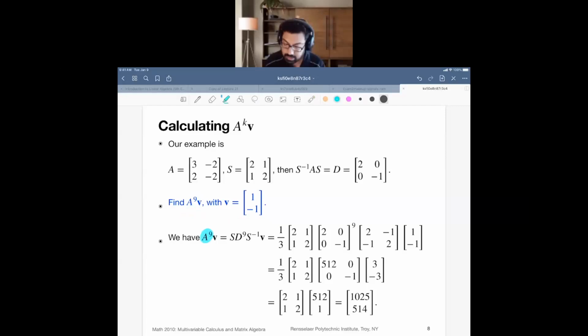Well, you can include V later, but what is critical here is if you want to find A raised to 9, what you're really trying to do is find S D raised to 9 S inverse. And it's going to be pretty easy to do this. Instead of multiplying A 9 times, we can actually do this very easily. And let's take a look at that.